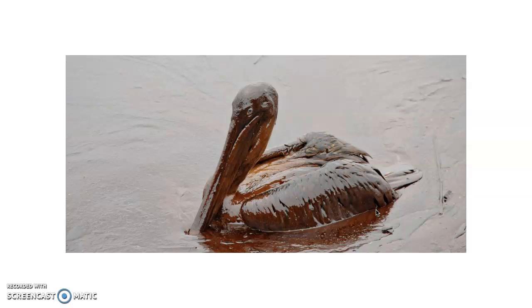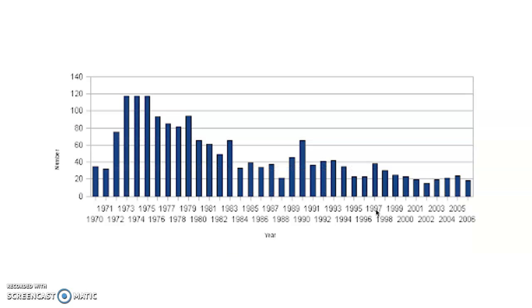This is a picture of a pelican and how the oil affects it when the pelican tries to dive into the water and get its food. This is what the results are when the pelican dives under the water and comes back up. This is the oil spills per year graph that stretches from 1970 to 2006. You can see that from about 1972 to about 1983, there were over 60 oil spills reported in each of those years.